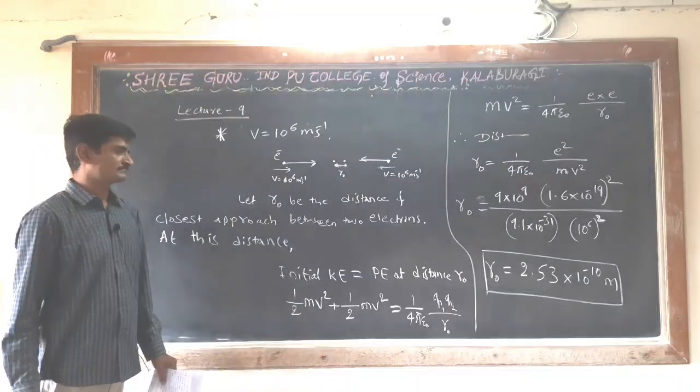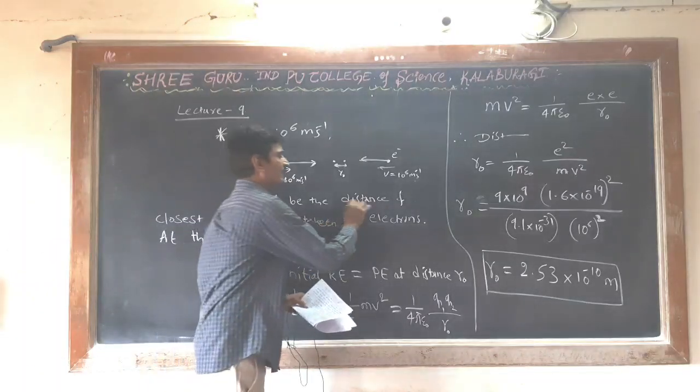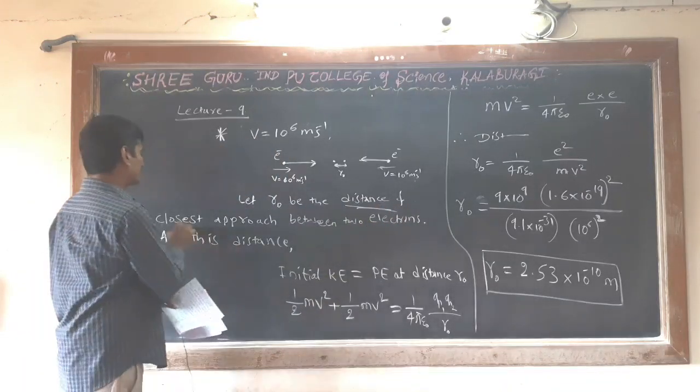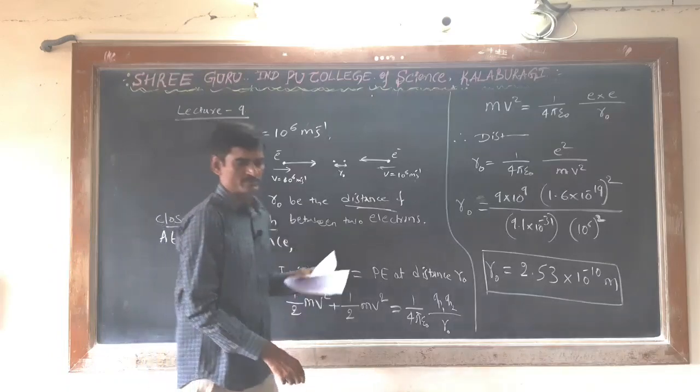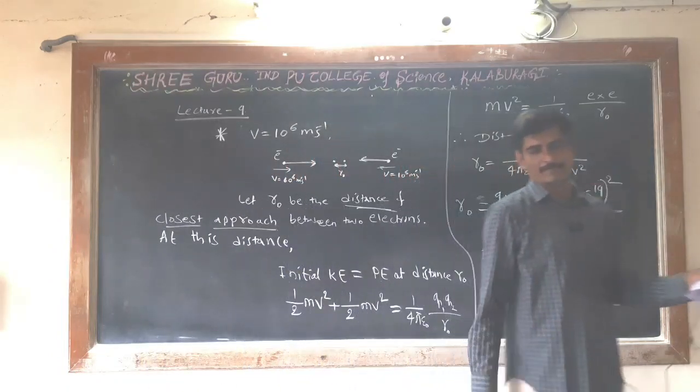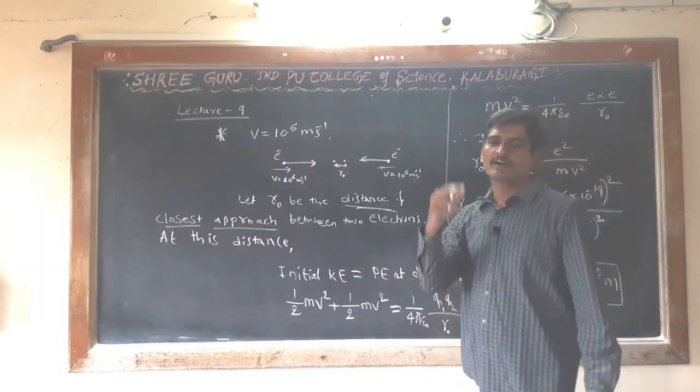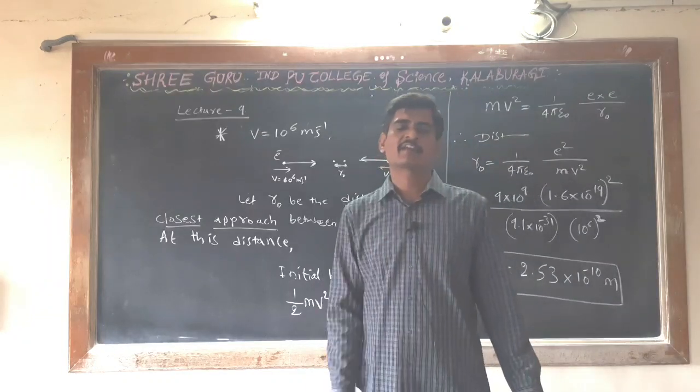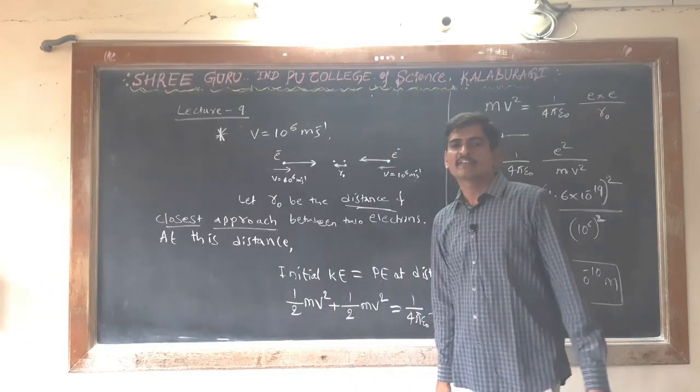See, one more point. This is the concept of distance of closest approach. We will study it in detail in modern physics, that is in the second part of physics, in atomic physics.